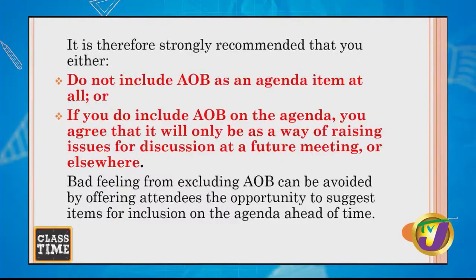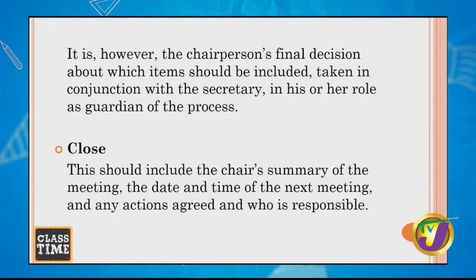Bad feeling from excluding AOB can be avoided by offering attendees the opportunity to suggest items for inclusion on the agenda ahead of time. So, very important: planning, preparation. It is, however, the chairperson's final decision about which items should be included, taken in conjunction with the secretary and his or her role as guardian of the process. All right, and now we're moving on to the close. This should include the chair's summary of the meeting, the date and time of the next meeting, and any actions agreed and who is responsible.